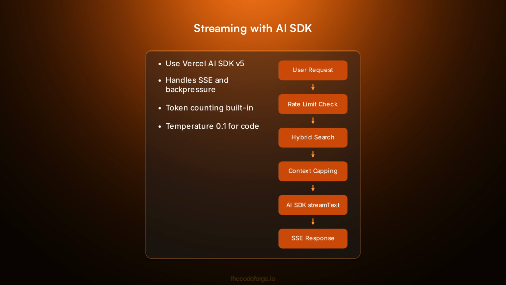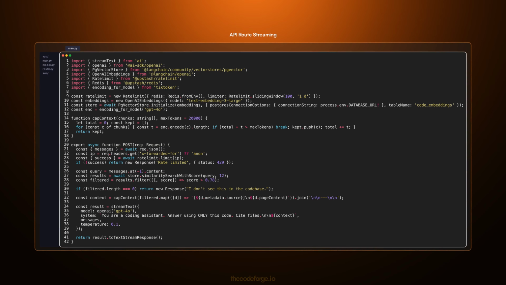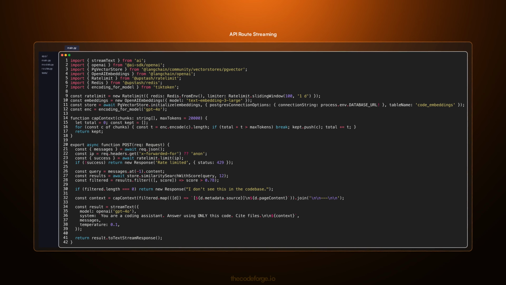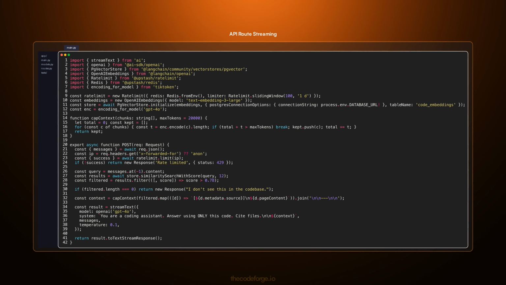We set temperature to 0.1 for deterministic code generation. Higher values cause hallucinations. This API route handles the query. It rate limits per IP, performs similarity search with a relevance threshold of 0.78, caps context to 20K tokens using tiktoken, and streams the response. The system prompt instructs the model to answer only from the provided code.